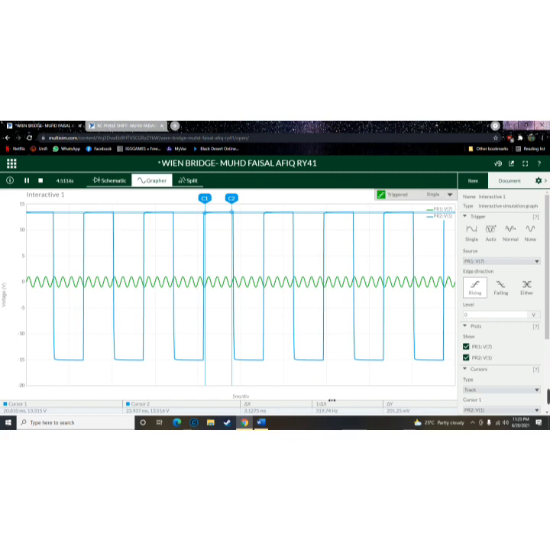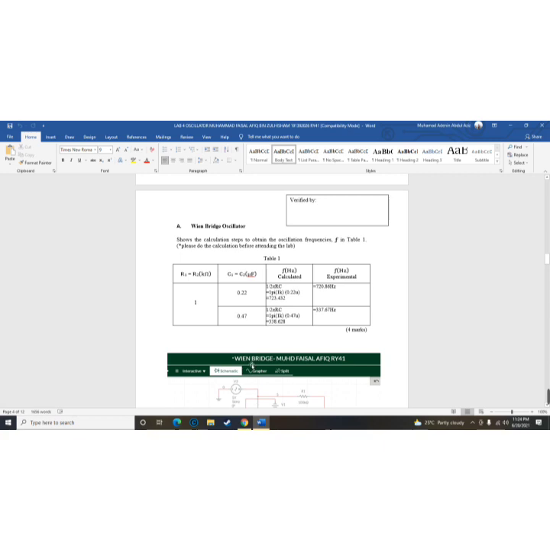and you can see the result for the frequency we get is 319.74 Hertz, while the calculated value for capacitor 0.47 is 338.628. This is close enough because the experiment value is 337.67 Hertz.